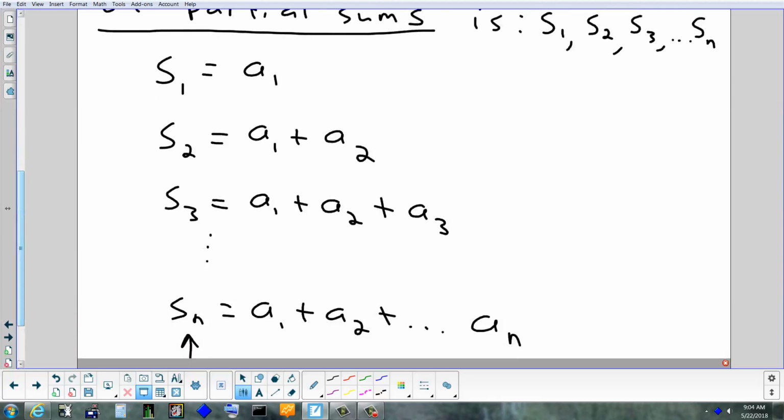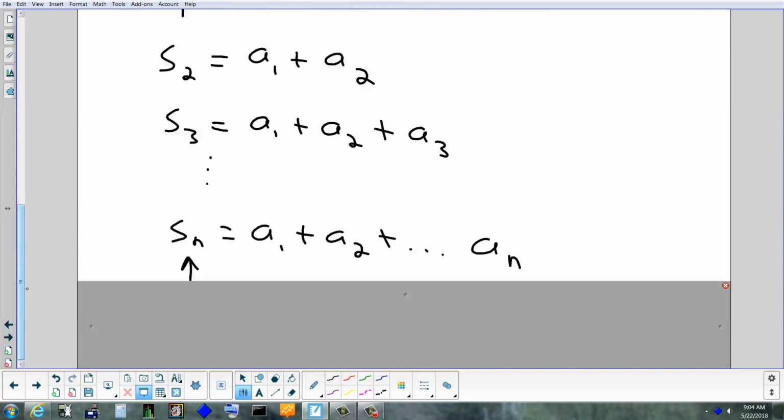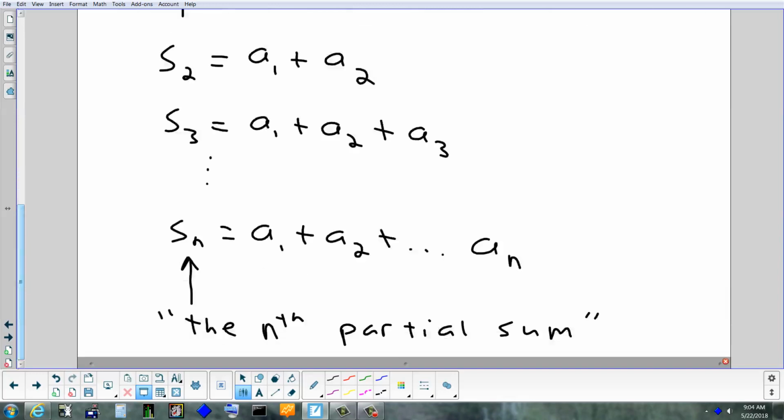So this kind of problem can be multi-step, because the first thing you have to do is find a formula for the sequence, and then once you have that, you can try to find a formula for the partial sums. Some partial sums are pretty well known. They're very common, so we're going to have some basic formulas that we can use. Some are really hard to figure out, but we're going to go through some common ones. And that last one is just called the nth partial sum.